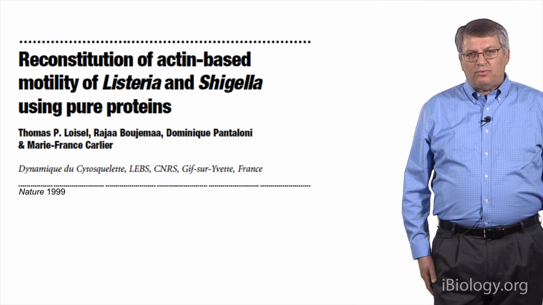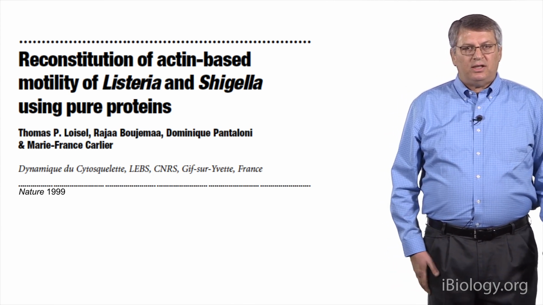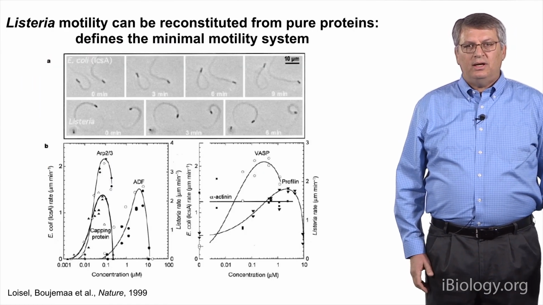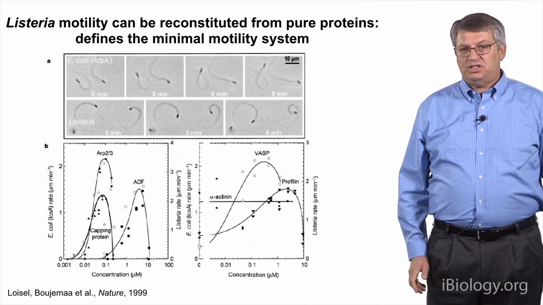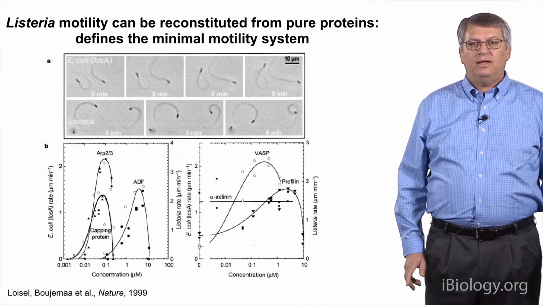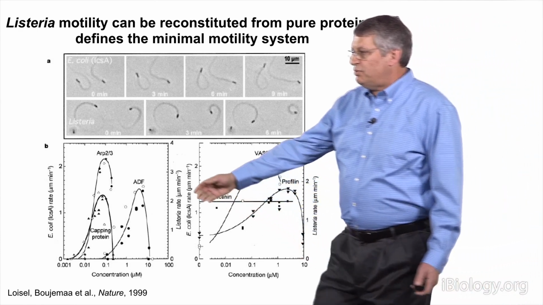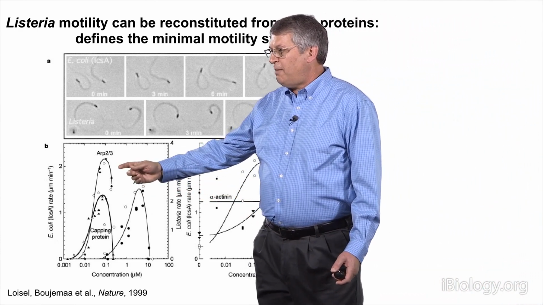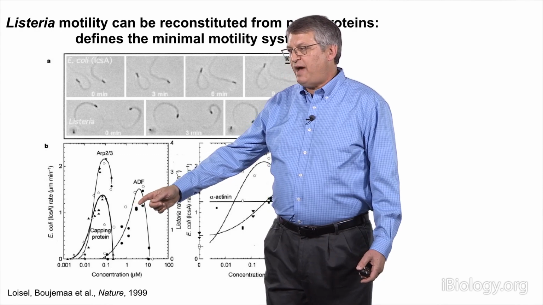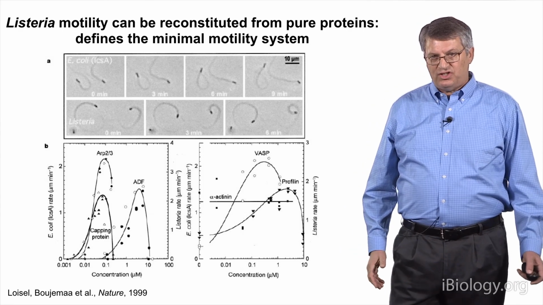So the other really great leap using this system was the total reconstitution of motility in the lab of Pantaloni and Carlier. And so they reconstituted in vitro the motility of Listeria and Shigella. And what they found is that only three factors in the host cytoplasm were necessary and sufficient for motility of the Listeria. And those are shown over here. Those were the ARP2/3 complex, capping protein that controls the elongation of filaments, and actin depolymerizing factor, otherwise known as cofilin. Okay? Those factors were necessary and sufficient for motility.